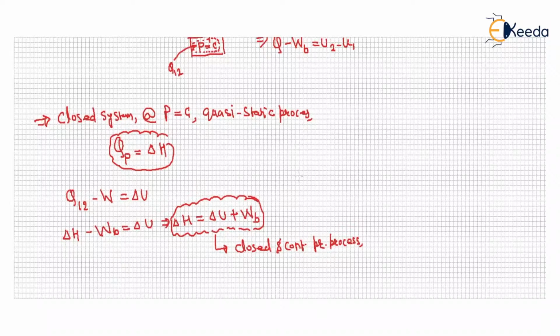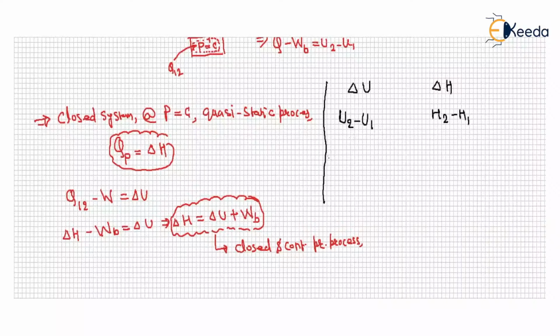Okay, two properties come into the picture. What are they? One is the change in internal energy and one is the change in enthalpy. See, both are system properties. So both U2 minus U1 and H2 minus H1 are exact differentials. That means both are system properties, and both depend only upon the initial and final points of the process.